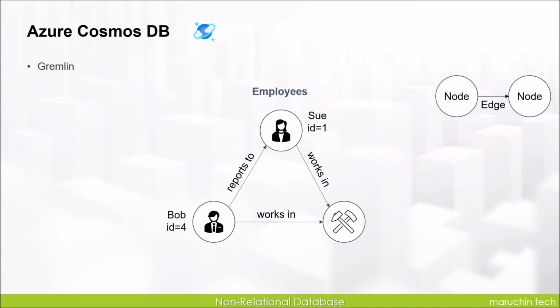And finally, a graph-oriented database. Azure supports Apache Gremlin. Gremlin is an open-source database used for graph-oriented databases. Gremlin uses nodes and edges to form the graph structure. And here, the employees and their relationships are represented by nodes and edges.